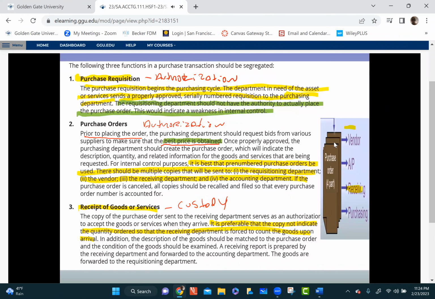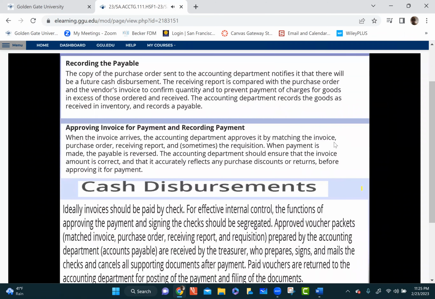Okay, excellent. So again, internal controls, separation of duty, authorization, right, for the requisition, authorization for filling out the purchase order, for copies, and then we have the separation of custody of the actual items in the receiving department, and they're going to have to get a good count on those goods. Then the copy of the purchase order sent to the accounting department will let them know that, hey, you've got a disbursement coming up. Now the invoice arrives.